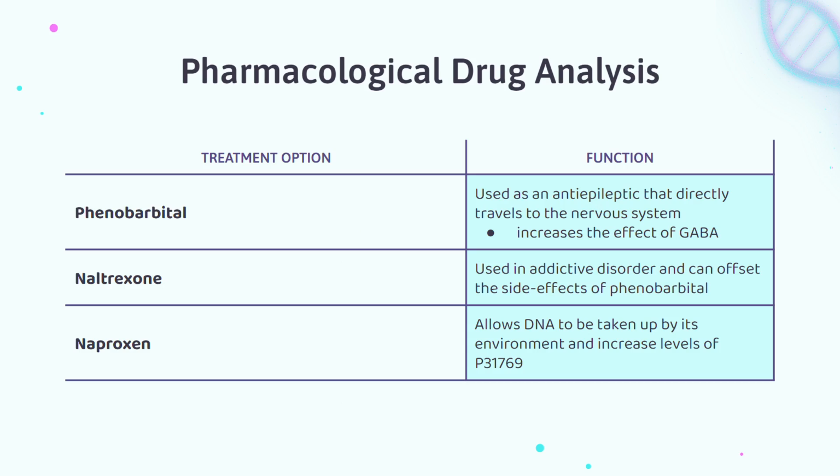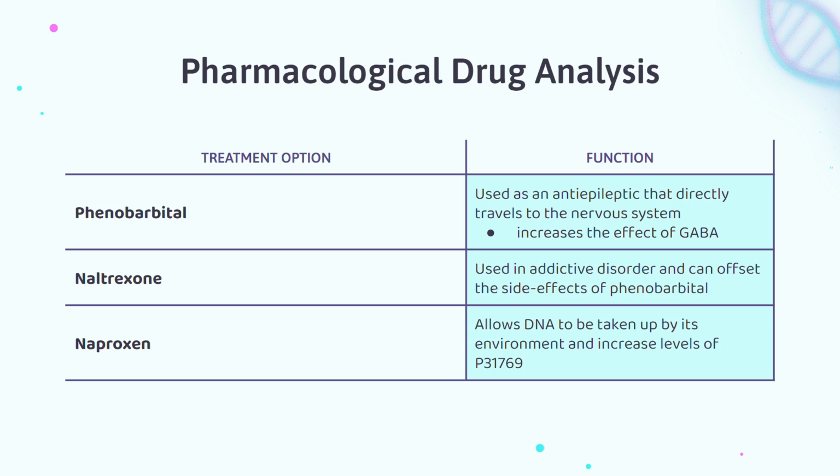So I would like to continue implementing phenobarbital because it is a drug that travels directly to the nervous system, and it increases the effects of GABA, which is able to inhibit the onset of seizures. It's important that the other drugs travel to the nervous system as well, so when you put them together, they're able to function in the same area and be more effective. The second drug I would like to use is naltrexone, which is used in addictive disorder and can offset the side effects of phenobarbital. Phenobarbital, while being highly effective, can also be highly addictive, as we mentioned, and naltrexone can be combined in order to prevent this from the beginning.